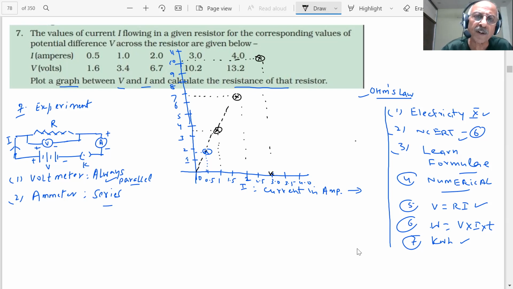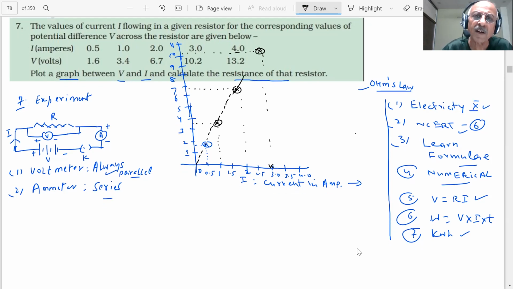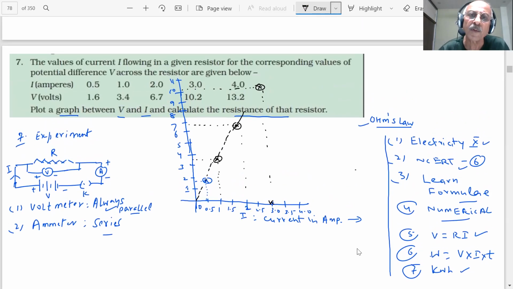What will you get? What type of graph are you getting? So students, if you draw to the correct scale, you are getting a graph like this. Am I right? If you have a graph paper, you will draw better than me.